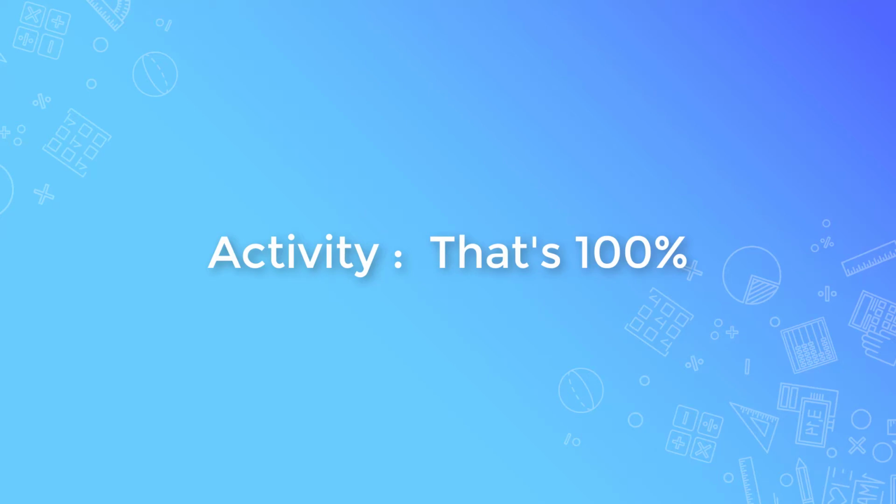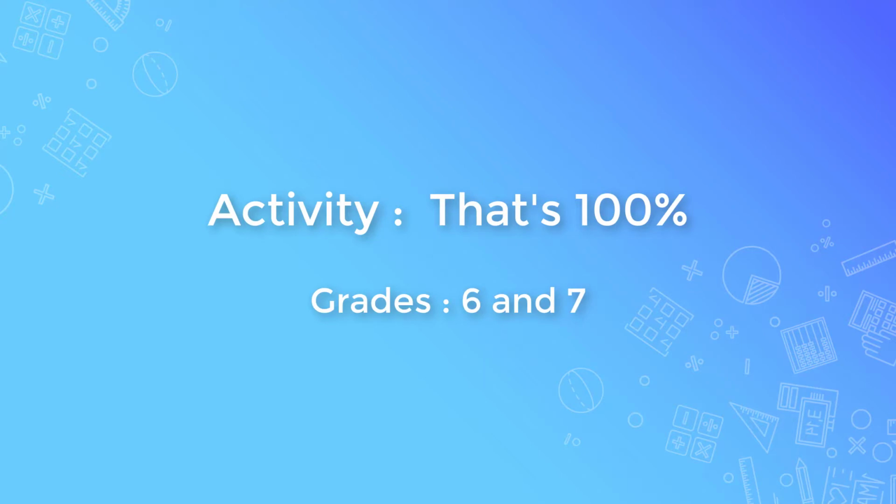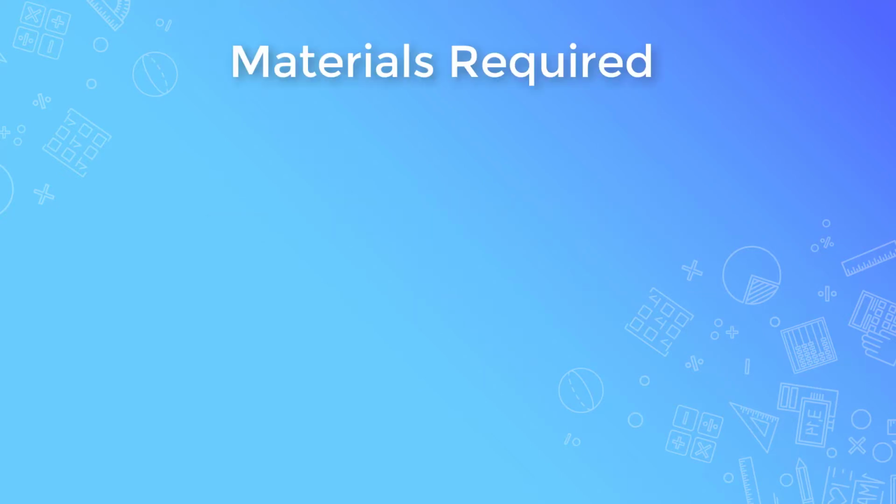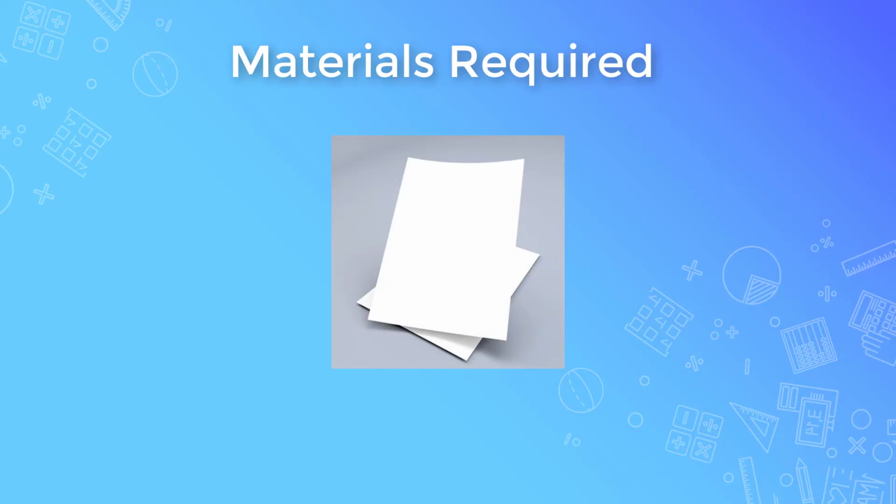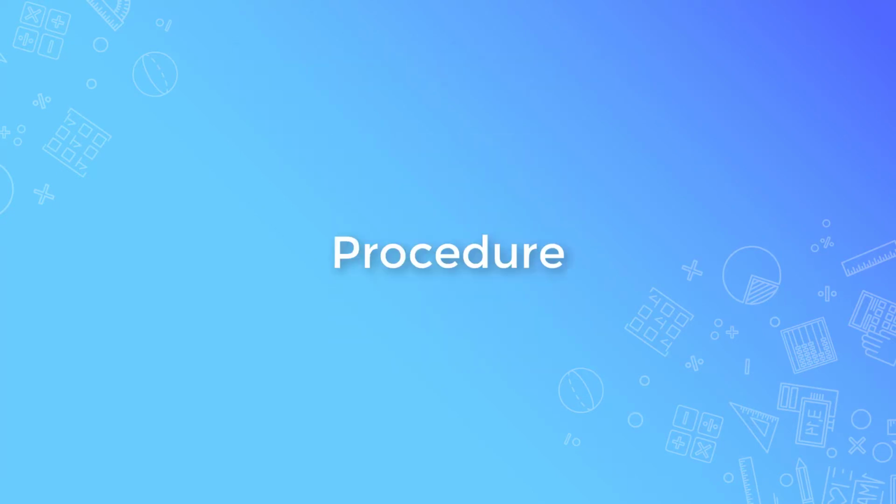The name of this activity is That's 100%. This activity is suitable for grades 6 and 7. The materials required are fraction strips and A4 size chart sheets. Here is the procedure for the activity.